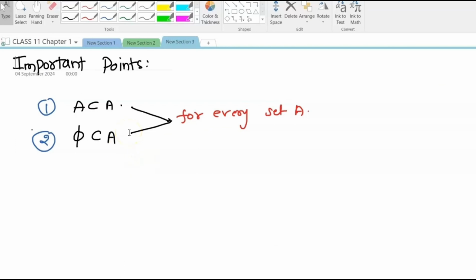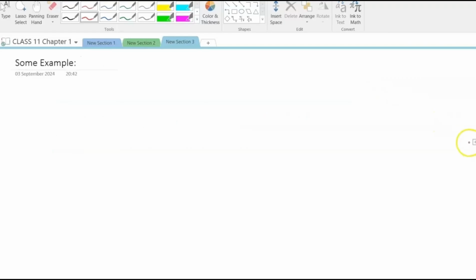There are 2 points: every set is a subset of itself, and the empty set is a subset of every set. So that is what we have discussed till now. Let's see some examples.